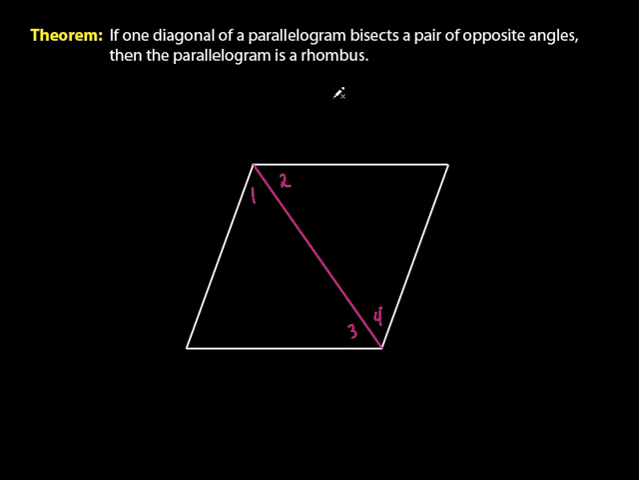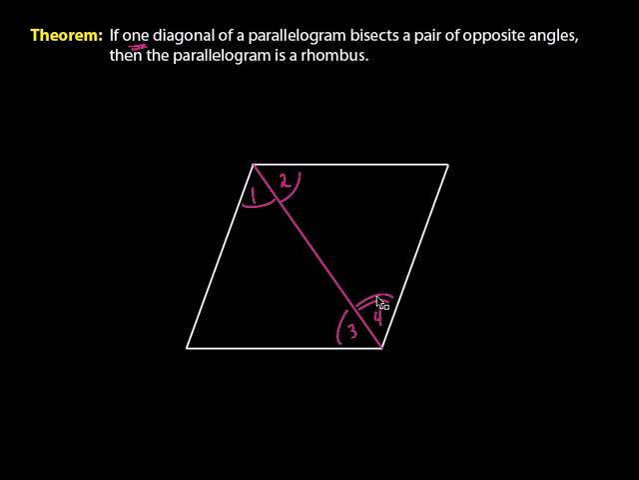Here's another converse of a theorem that we learned just a little bit ago. It says if one diagonal of a parallelogram, that's why I just drew the one, bisects a pair of opposite angles. So here are opposite angles. I've split it right here. And if they bisect the opposite angles, so if 1 equals 2 and if 3 equals 4, if that's true, then what kind of figure is this parallelogram? Then it's a rhombus.